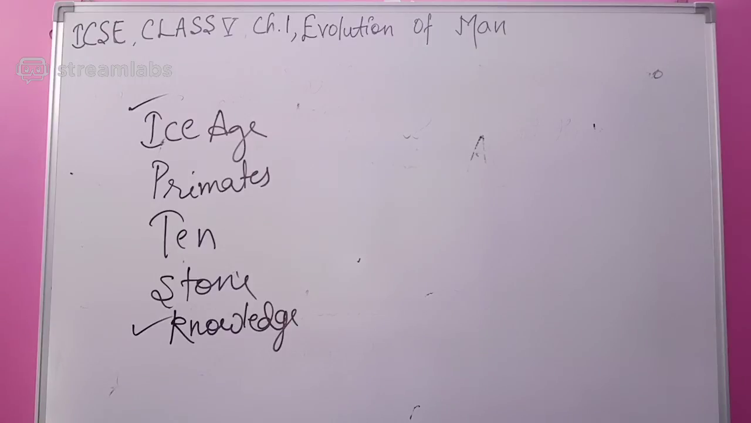Next word is species. Species means a set of animals or plants having similar characteristics.